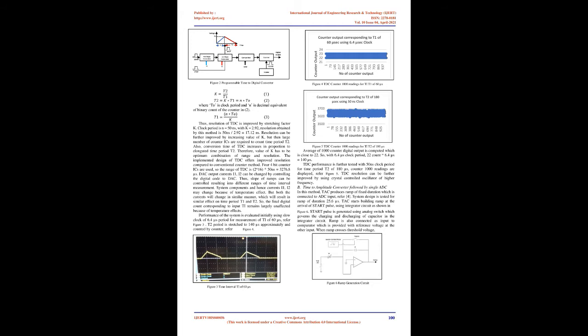3276.8 µs. DAC output currents I1, I2 can be changed by controlling the digital code to the DAC. Thus, the slope of the ramps can be controlled, resulting in different ranges of time interval measurement. System components and hence currents I1, I2 may change because of temperature effect. But both the currents will change in a similar manner, which will result in a similar effect on time periods T1 and T2. So, the final digital count corresponding to input TI remains largely unaffected by temperature effects.